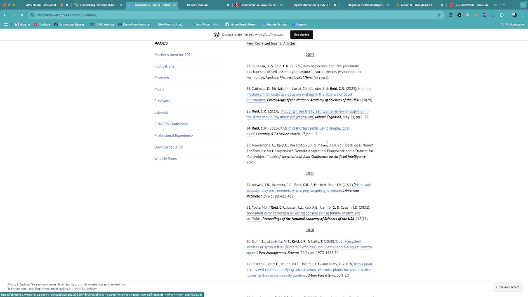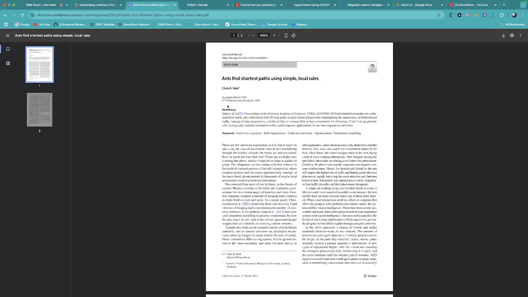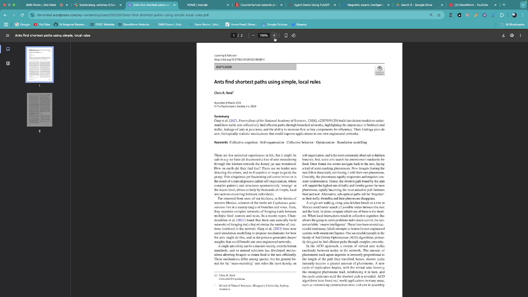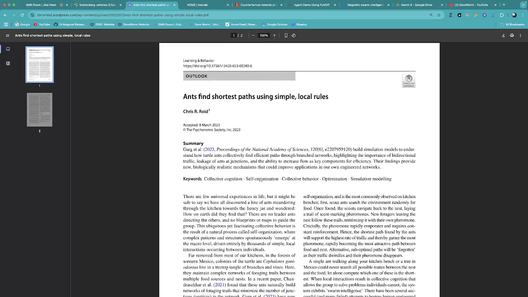Yeah, actually, I see several interesting papers. This one's interesting from an ant perspective. This is learning and behavior. Ants find shortest paths using simple local rules. So we have, of course, this ant optimization, ant colony optimization method. And the idea is that ants will build these networks of trails based on pheromones, and they'll use it to locate food or some other activity where they're trying to navigate the space.